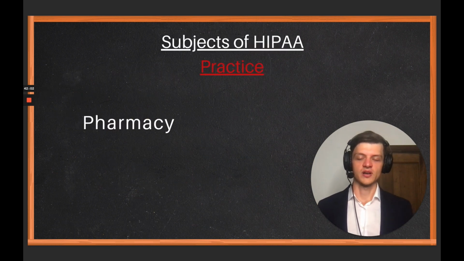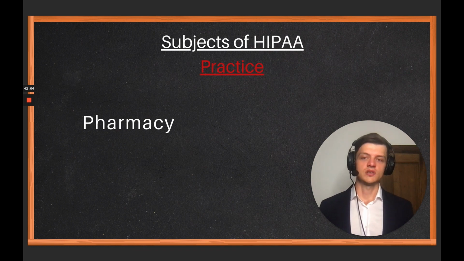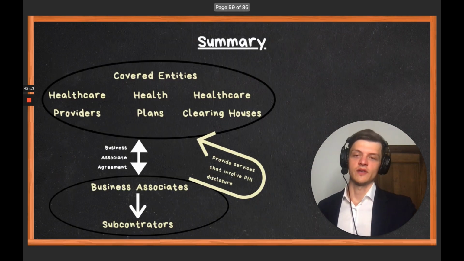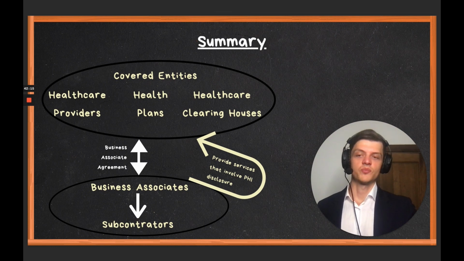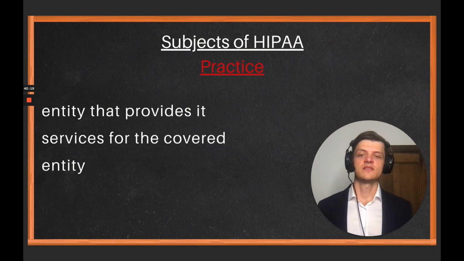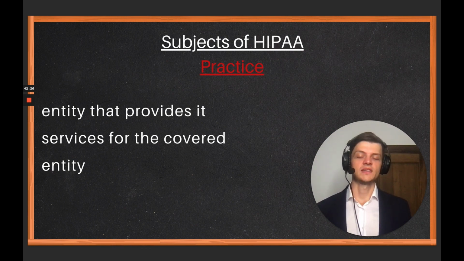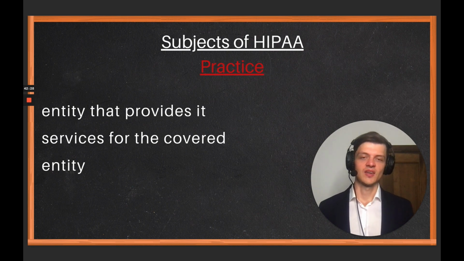So let's do some practice now. Pharmacy, would this be a covered entity or would this be a business associate? Pharmacy would always be a covered entity, and they would be healthcare providers. Next, we have an entity that provides services to the covered entity. IT services, I'm sorry.